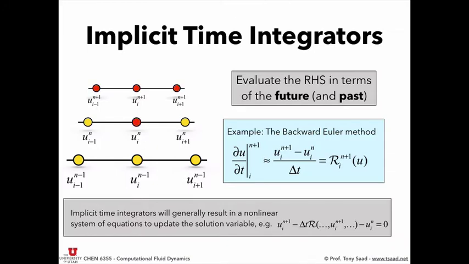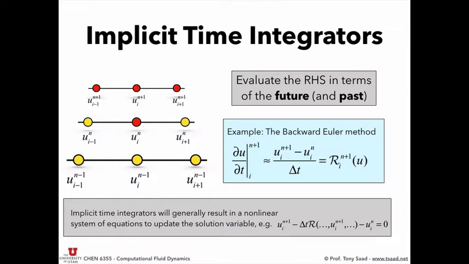So then, essentially, pictorially, what happens is un plus 1 is coupled to all the other points at time level n plus 1, and could be coupled to other points at time level n.